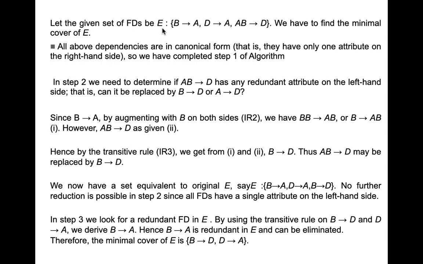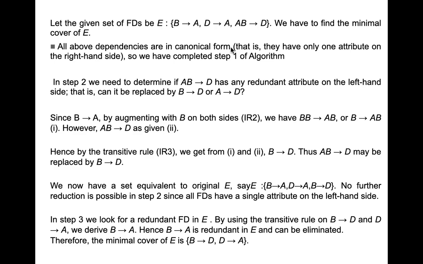So the set of dependencies are given. E contains these three dependencies: B gives A, D gives A, AB gives D. Now the first step was the RHS of all the dependencies should contain only a single attribute. In all the three dependencies, the RHS consists of only one attribute. In this there is only A, in this there is only A, in this there is only D. So all the above dependencies are already in canonical form. We need not do anything.